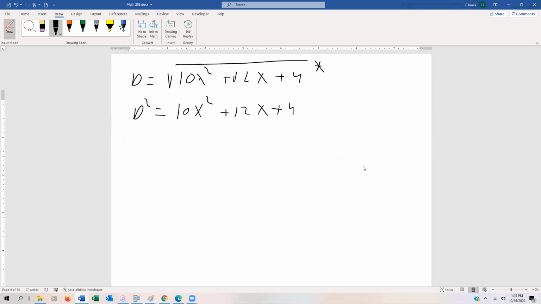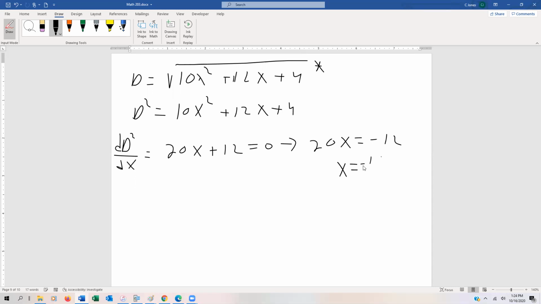I'm going to call this d squared divided by dx. So I'm just finding the derivative basically. That's going to be 20x plus 12. We're going to set that to 0. And now you can see very easily that we subtract 12 from both sides. So 20x is equal to negative 12. And then we divide by 20. So 12 20ths, they're both divisible by 4. So that's going to be negative 3/5 is our value for x.